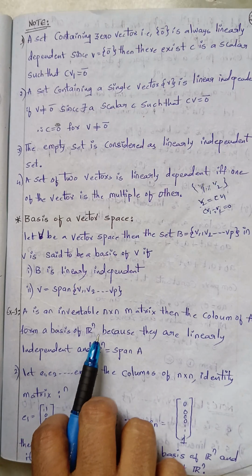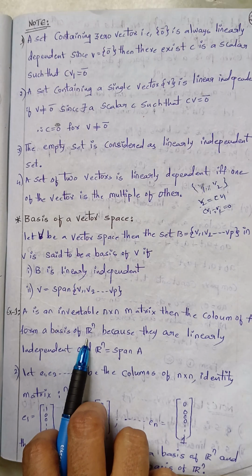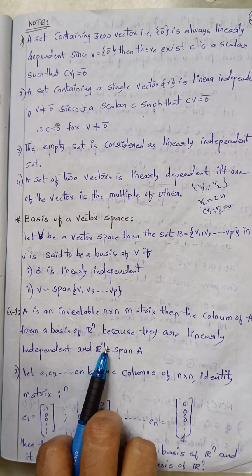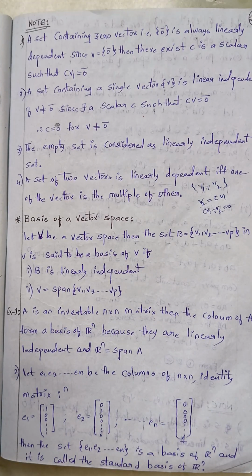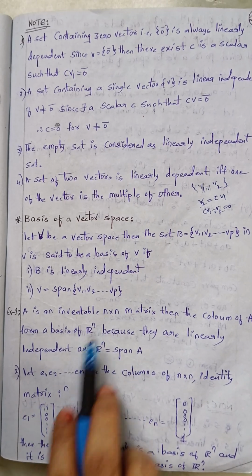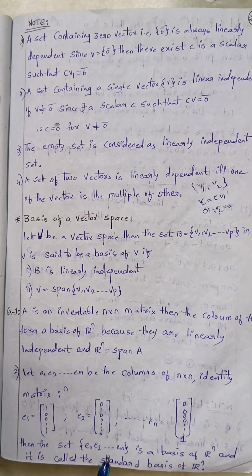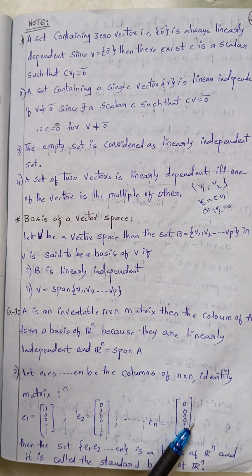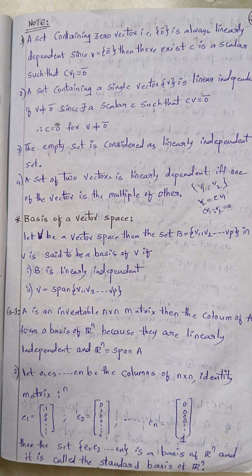See one example. If A is an invertible n cross n matrix, the columns of A are a basis of R power n, because they are linearly independent and span R power n. A is an n cross n matrix, which means it contains n columns, right? So n vectors in R power n are obviously a spanning set. That's why it is a basis of R power n. Similarly, e1 to en of the n cross n identity matrix, like 1 0 0, 0 1 0, and so on, is obviously a basis because it is a linearly independent set and it spans. That's why it is a basis of R power n, which is called the standard basis of R power n.